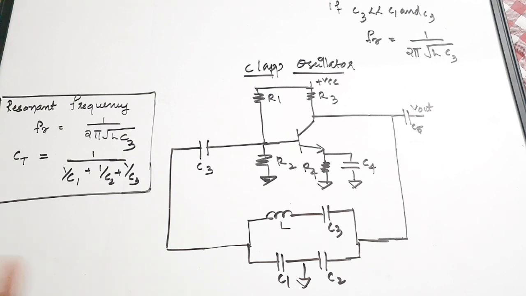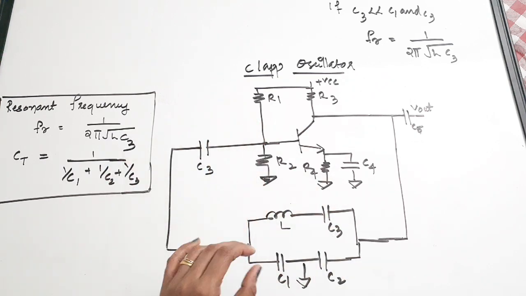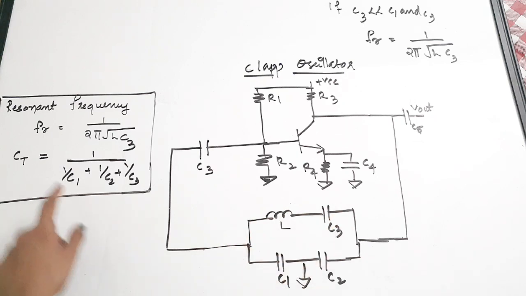So you can actually relate the Colpitts and the Clapp oscillator if you are preparing for any competitive examinations. You can study it relatively. Okay, so this is the circuit. There is an amplifier stage. There is a feedback circuit which has 3 capacitors and an inductor. The resonant frequency equation will be like this.